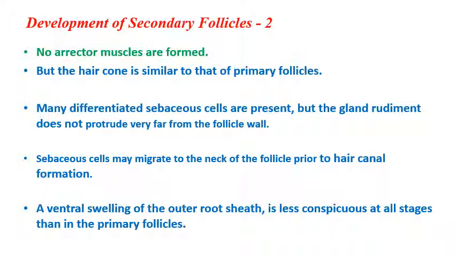Many differentiated sebaceous cells are present, but the gland rudiment does not protrude very far from the follicle wall. Sebaceous cells may migrate to the neck of the follicle prior to hair canal formation. So the gland formation is very slow and it goes upward near the neck before the formation of the hair canal. Normally the sebaceous gland remains at the upper surface, whereas the sudoriferous gland remains at the bottom surface. A ventral swelling of the outer root sheath is less conspicuous at all stages than in the primary follicle.